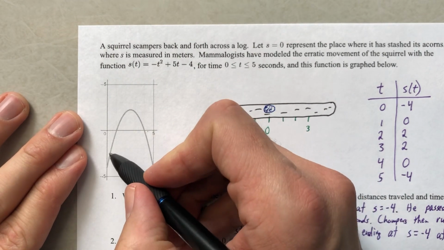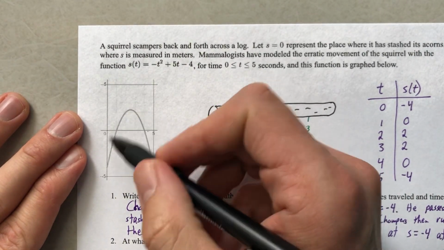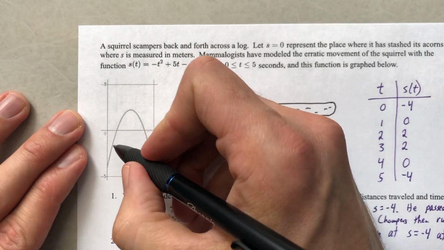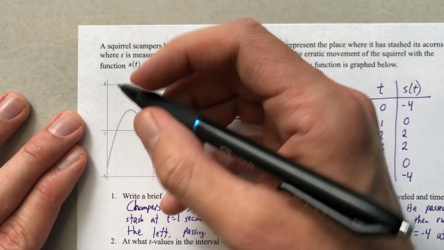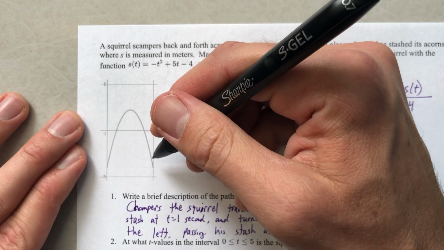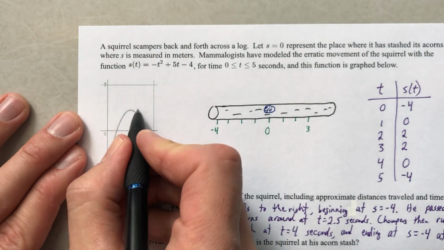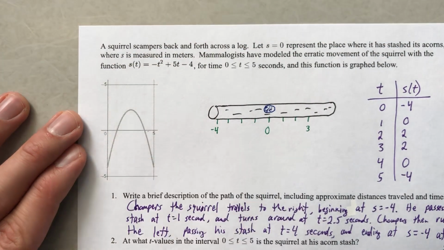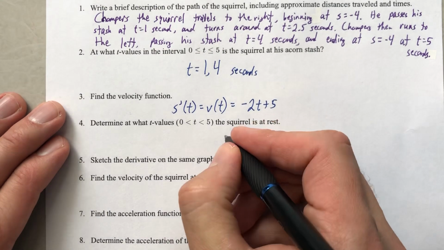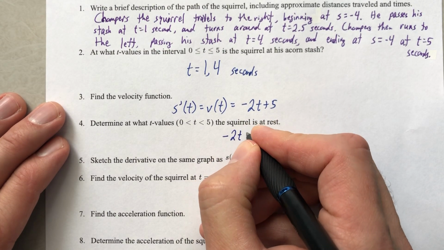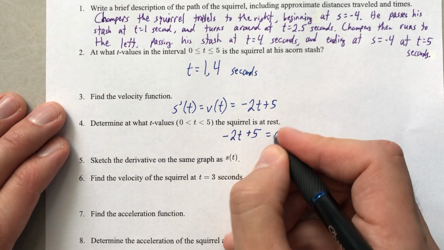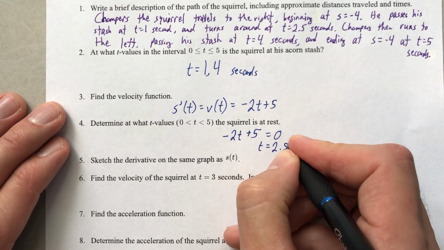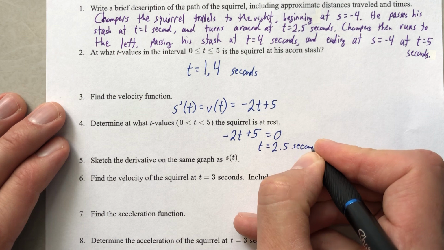Okay, let's think about this in terms of a tangent line, the line tangent to his position function. This is his position function. The line tangent would have a positive slope here and a negative slope here, but it would have a slope of 0 here. And there is where the velocity equals 0, and that would be at 2.5 seconds.